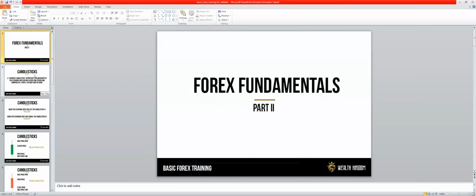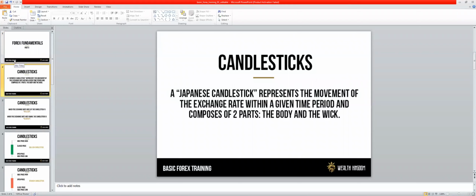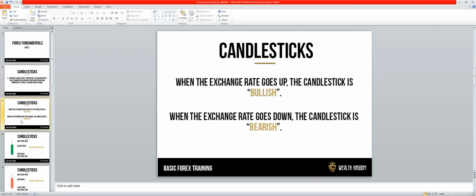All right, so before that, the first thing I'm going to go over with you guys is a candlestick. Also, the real term is called a Japanese candlestick, and this represents the movement in the exchange rate within a given period of time. Okay, and it is composed of two parts. There are two parts that make up a candlestick. You have your body and you have your wick, which I'll go into more detail on in a little bit.